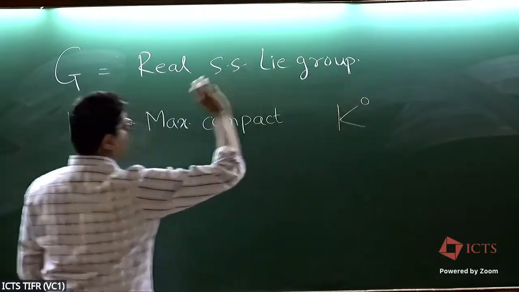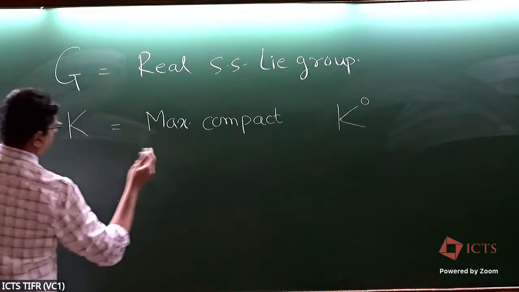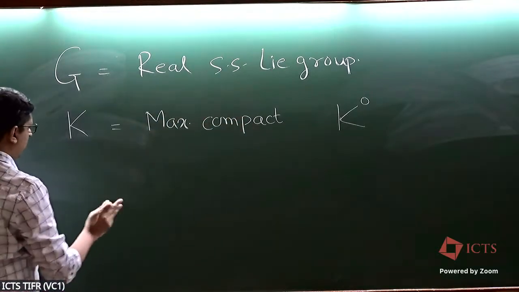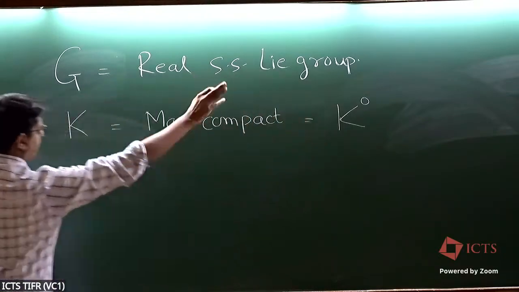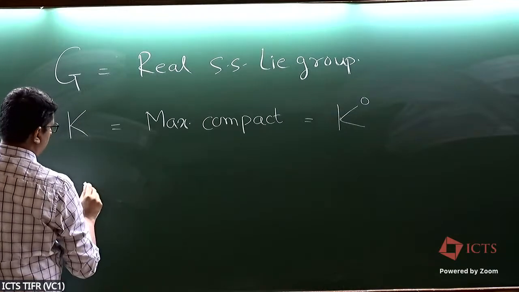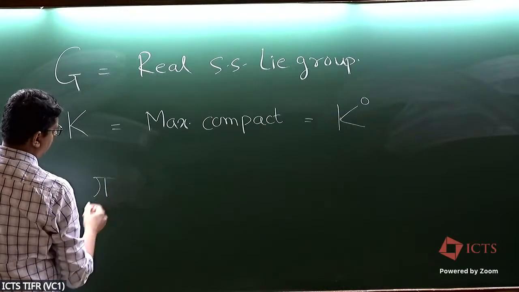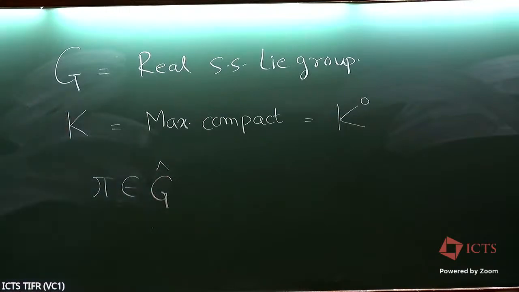In the case of SL2R, there is no need. The maximal compact is already connected, but in general, it might not be, so it's better to look at K0. But nevertheless, keeping the SL2R example in mind, let's assume that we are in the case where K is K0. Now there are some representations, let's say some irreducible unitary representation of G, the Lie group. Now you ask the question, what happens if you restrict it to K?